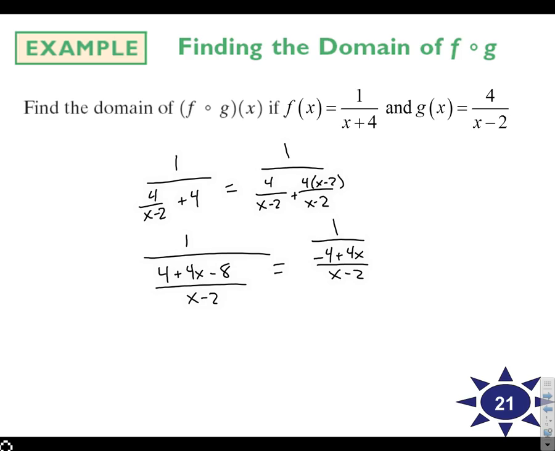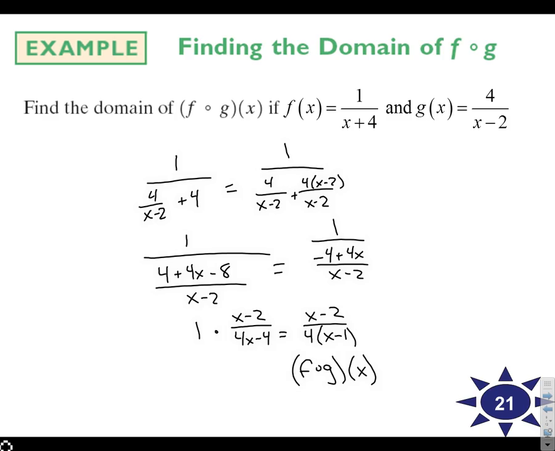And instead of 1 divided by that, we can multiply by the reciprocal. 1 times x minus 2 over, let's rearrange this, 4x minus 4. And that's just x minus 2 over, pull 4 out, 4 times x minus 1. All right, so this down at the bottom here is f of g of x.